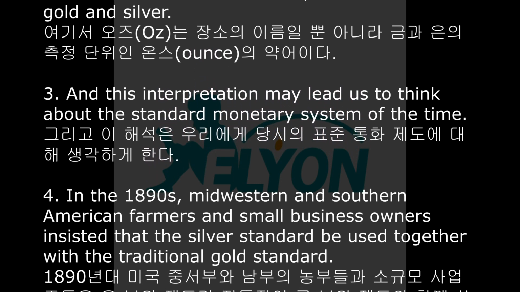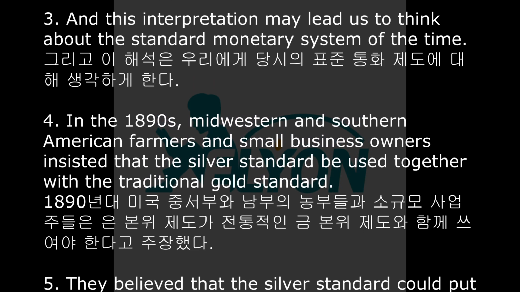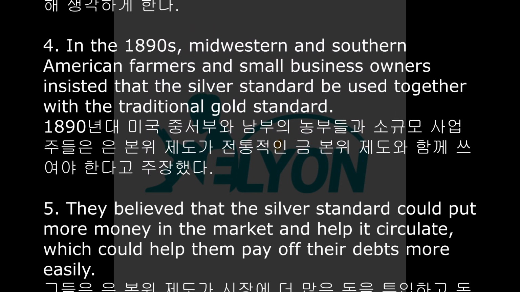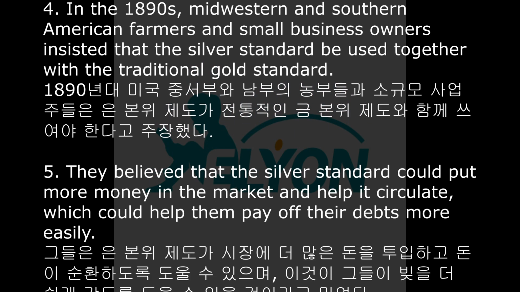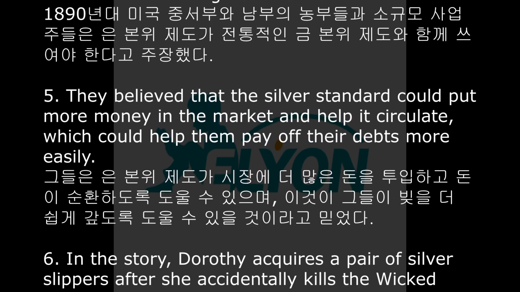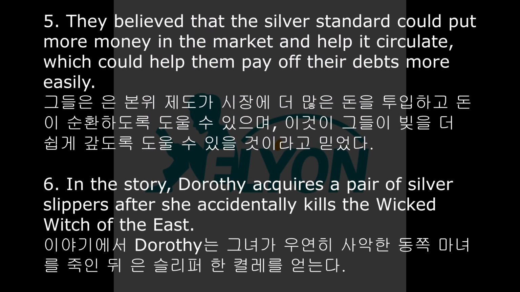In the 1890s, Midwestern and Southern American farmers and small business owners insisted that the silver standard be used together with the traditional gold standard. They believed that the silver standard could put more money in the market and help it circulate, which could help them pay off their debts more easily.